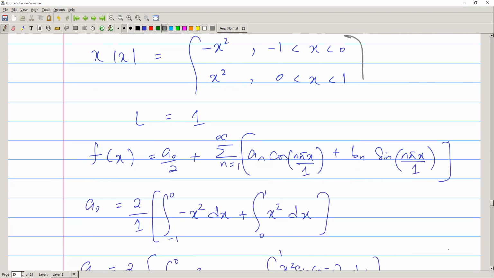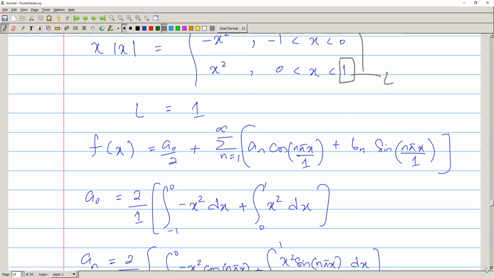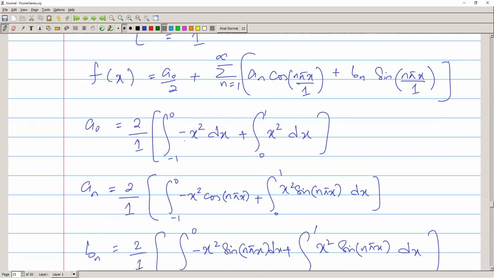So we'll break this function like this, and then we can apply the half range Fourier series, and we can see that L is equal to 1. Here it's L, right? In this case, you can see that we are not doing b minus a. So this is L. So it will be 2 over 1 integral of -x squared from -1 to 0, and then x squared dx from 0 to 1.